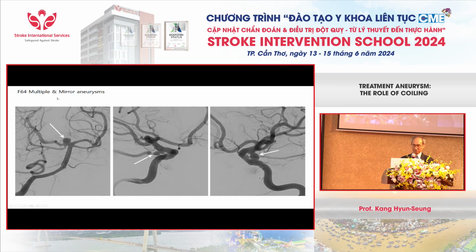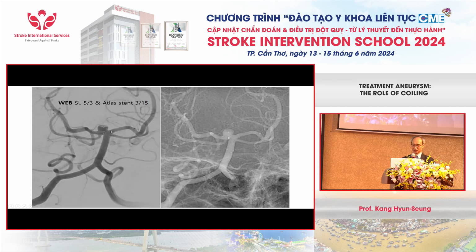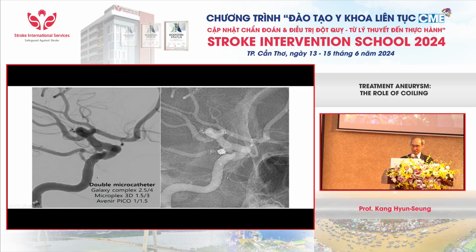So we have this 64-year-old lady presenting with multiple unruptured aneurysms. She had a basilar apex aneurysm here, and the bilateral PComA aneurysms are a kind of mirror aneurysm. What we did was we placed a WEB and stent for the basilar apex aneurysm like this. So we can see the immediate control of the blood flow at the proximal part of the aneurysm.